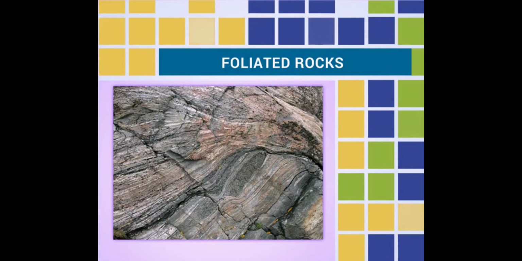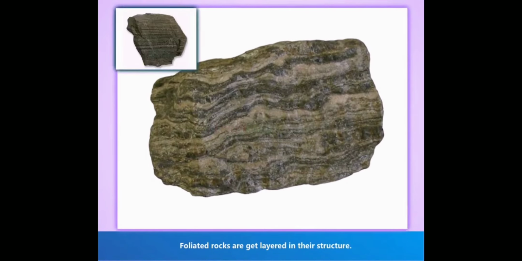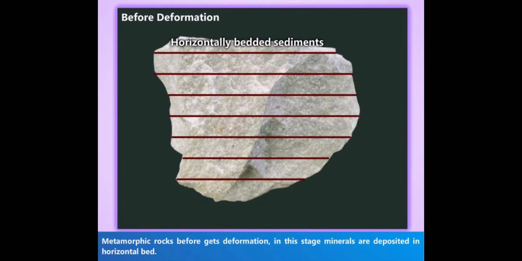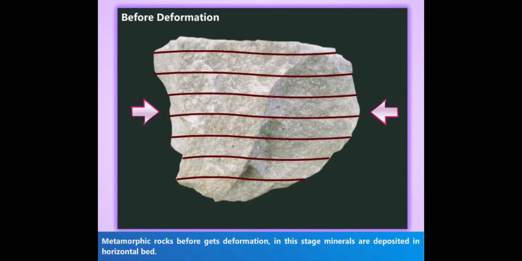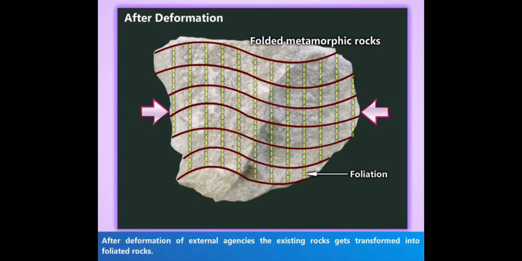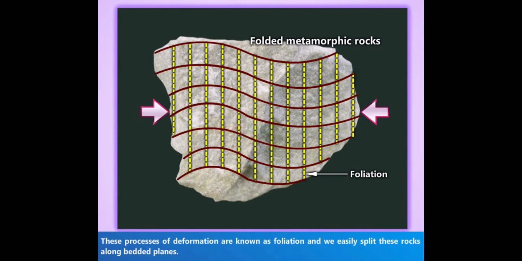Foliated rocks. Now we are going to see about foliated rocks. Foliated rocks are layered in structure. Metamorphic rocks before deformation: in this stage, minerals are deposited in horizontal beds. After deformation by external agencies, the existing rocks get transformed into foliated rocks. This process of deformation is known as foliation, and we can easily split these rocks along bedded planes.